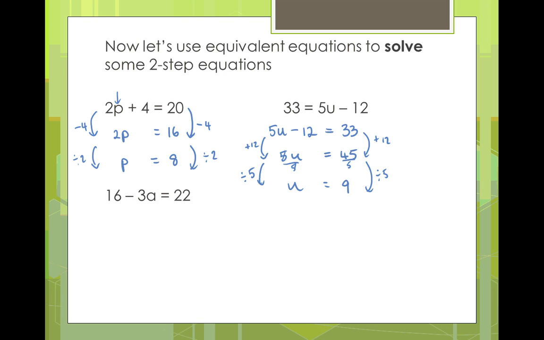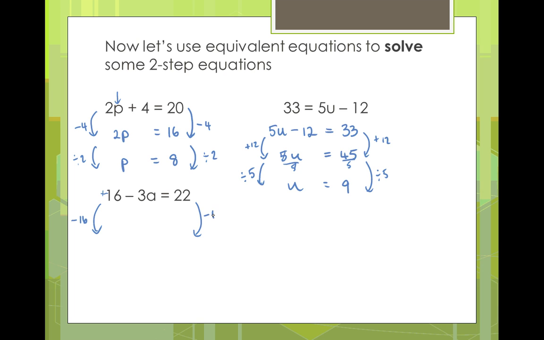Okay, the final example down here, just a little bit trickier. 16 minus 3a equals 22. Again, I'm going to have a go at removing the things that are furthest away from the a. So in this case, it will involve getting rid of the 16. Is this 16 positive or negative? The sign in front of it will tell us, and if there's no sign, of course we know that it's positive 16. So the first thing I'm going to undo is that plus 16 by taking away 16.